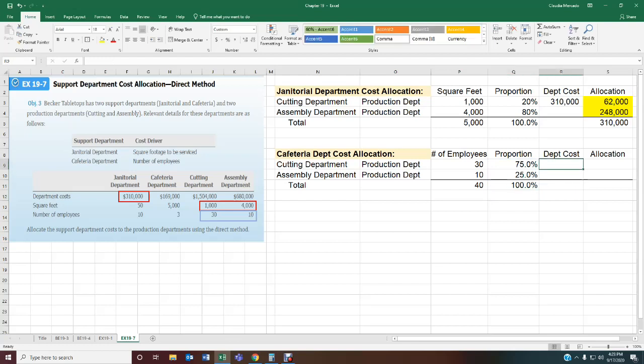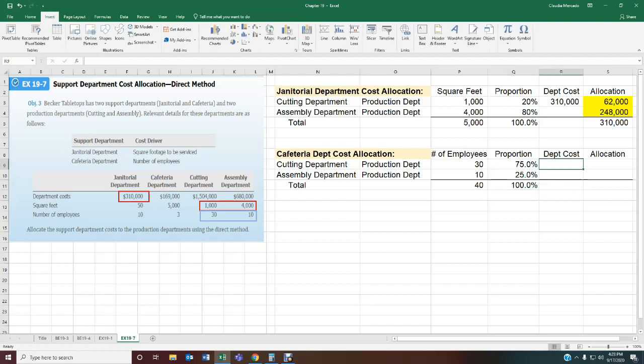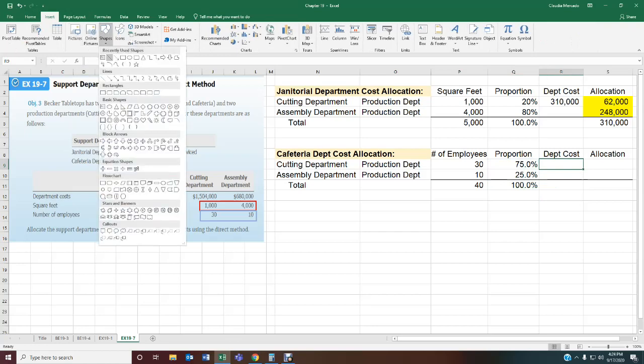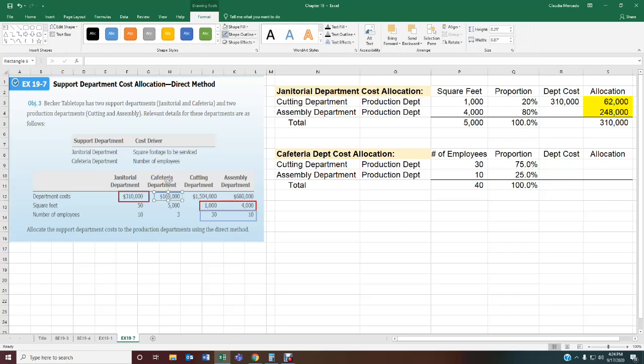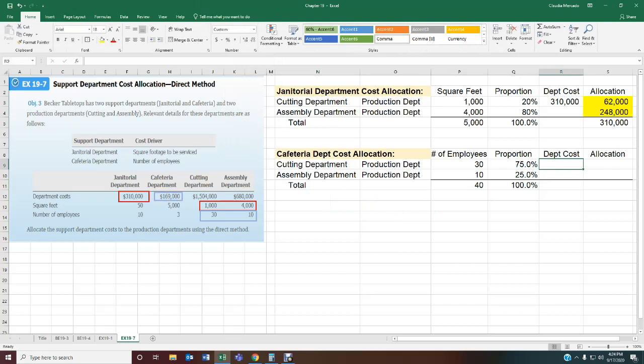So, what's my department cost for the cafeteria? Okay. So for my cafeteria, my cost is $169,000. That's what I need to allocate out to the two production departments. Now that I know my cost, I can calculate my allocation. It's going to be your department cost times your allocation for each of the two departments. Department cost times the allocation.